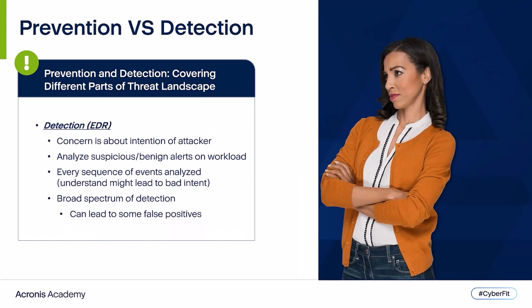With detection, EDR solutions, there is more concern about the intention of an attacker by analyzing benign and suspicious alerts that happen on a specific workload. Every sequence of events is analyzed to understand if it might lead to bad intentions. An analogy for this would be criminals who are not in a criminal database but have bad intentions toward the goods of others. In terms of efficiency, detection has a broad spectrum of detection and sees everything but can lead to some false positives. This is why it is beneficial to have these two working together hand in hand to cover different parts of the threat landscape.